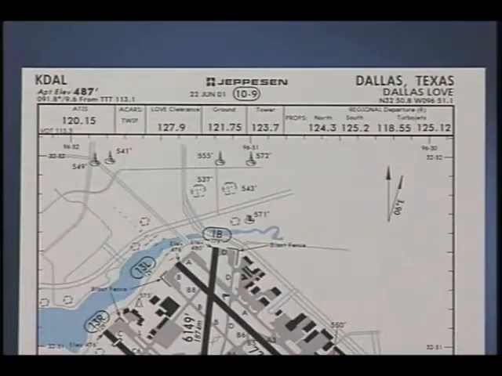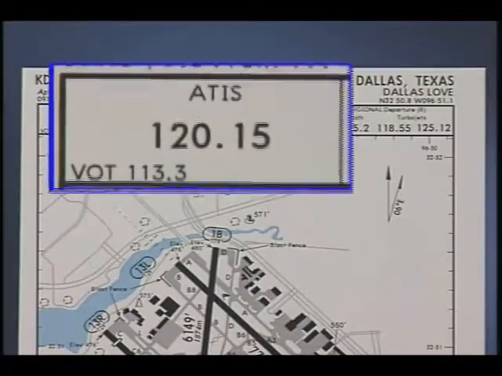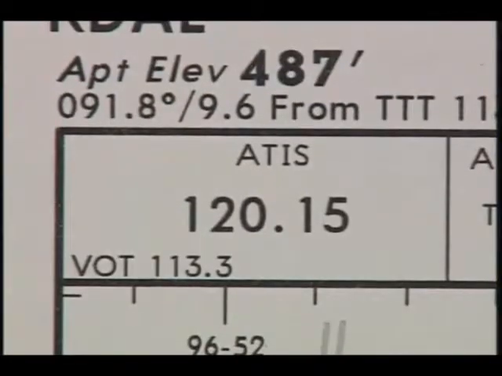The next section on the chart is the communications row. This design is similar to the one found on the approach charts in that all frequencies are shown in the order in which they are most commonly used. In this case, they are shown in the order used for departure. On the far left side of the communications row, the ATIS frequency for the airport is listed. Note that in the ATIS box, a small note says VOT 113.3. This tells you that a VOR test signal is available over the listed frequency.